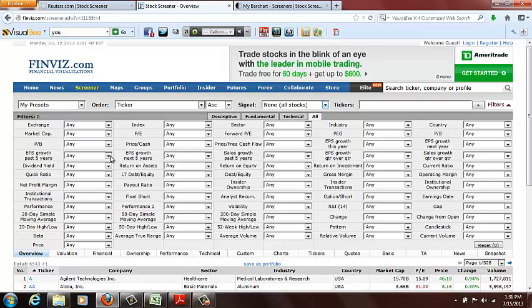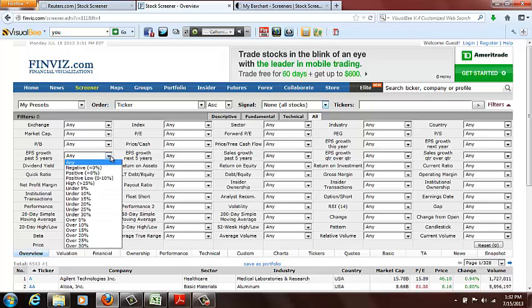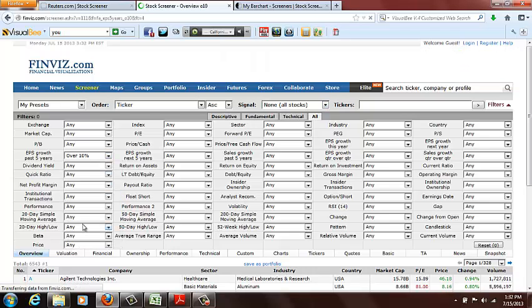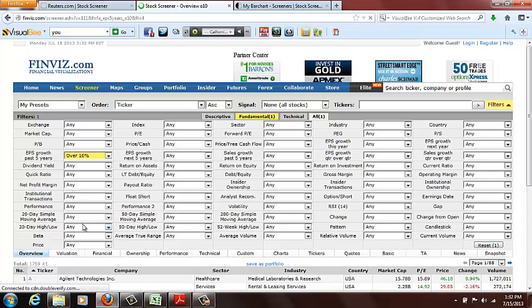For this matter, we can change it, but based on our own experience and the economy's performance so far, we think over 10% is a great number. So what we're doing with this one is looking for companies that have been profitable in the past 5 years with 10% earnings per share.